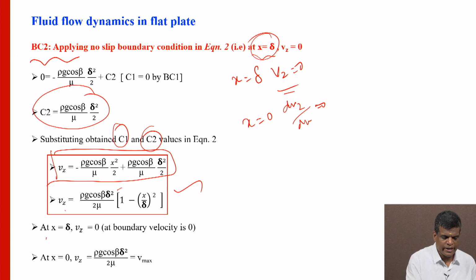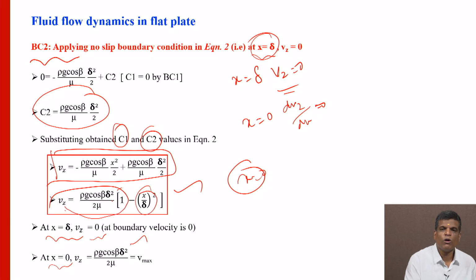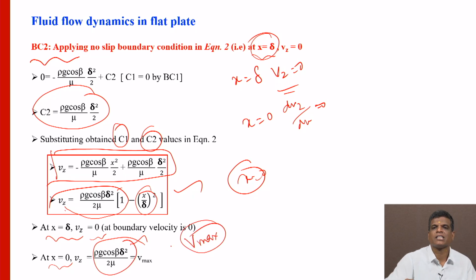So, two boundary conditions we use. Based on the situation and the problem, we have to change the boundary condition. Here at x equal to delta, v z equals 0. At x equal to 0, if you substitute here, we will get v z of rho g cos theta delta square by 2 mu, which we call V max, the maximum velocity. So, we can find the maximum velocity from here.